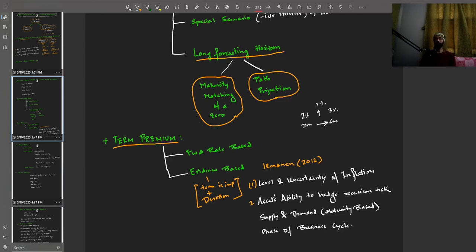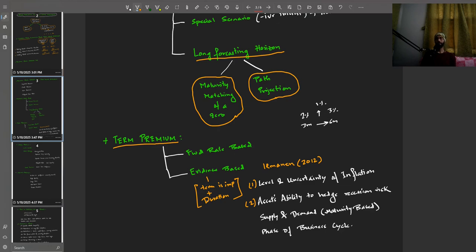The second factor that Ilmanen observed is assets' ability to hedge recession risk. So if there is a 10-year bond which is considered to be very high quality, let's say a government bond of a developed country, in that case, the term premium can be very minimal. On the other hand, if it's a government bond of an emerging market which does not have a very good reputation, then a 3-month bond can have a very different rate than a 10-year bond. The rates for the government bond itself can be very, very different.